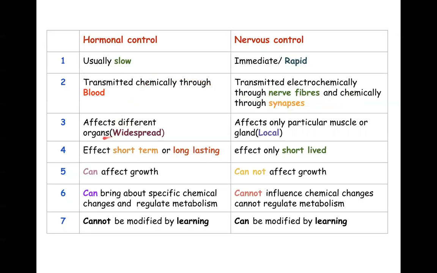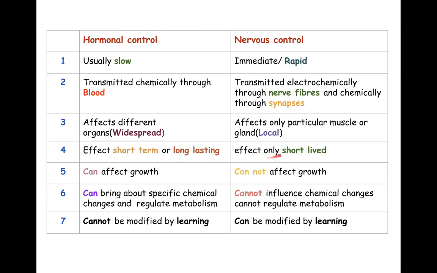The hormonal control affects different organs. Its effect is widespread, whereas the nervous control only affects a particular gland or a muscle. Its effect is local. The hormonal control effect is short-term or long-lasting. Like we all grow, the growth is permanent. We do not reverse our growth. But for digestion, after digestion, the extra glucose needs to be changed into glycogen. And thereafter, next day or next meal, the process can be repeated. So the effect is short-term, but the growth effect is long-term. It will not be reversed. So hormonal effect can be short-term or it can be long-lasting.